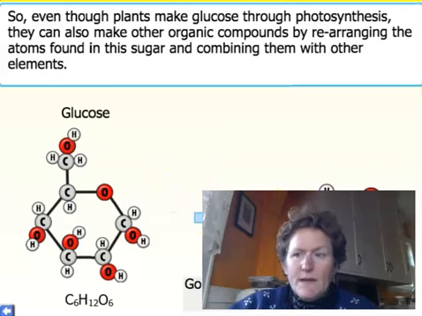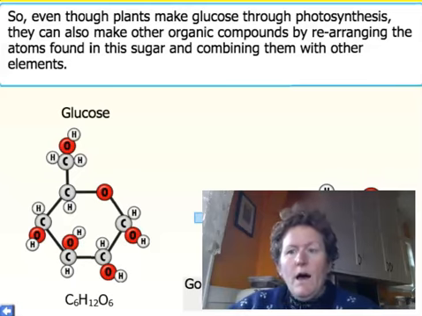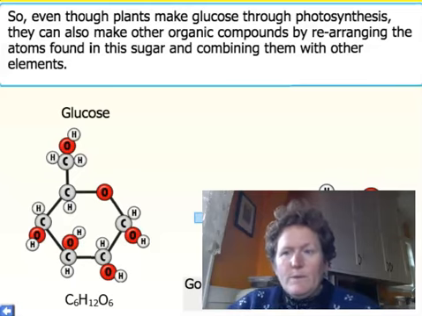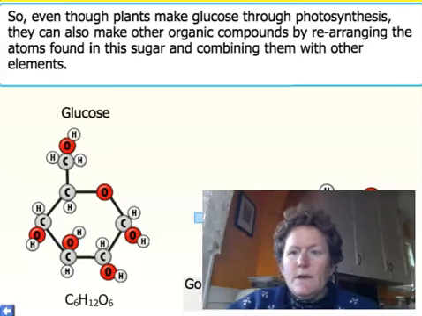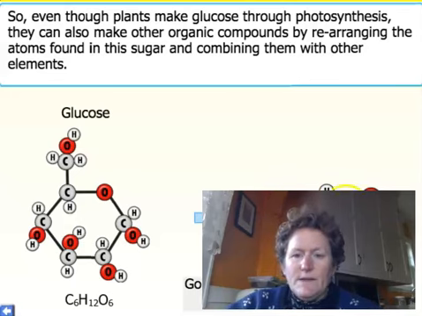So plants get nitrogen from the soil. Often plants don't grow very well because they don't have enough nitrogen, so we give them nitrogen fertilizer. What do you think they use that nitrogen fertilizer for? Hint, hint, hint.